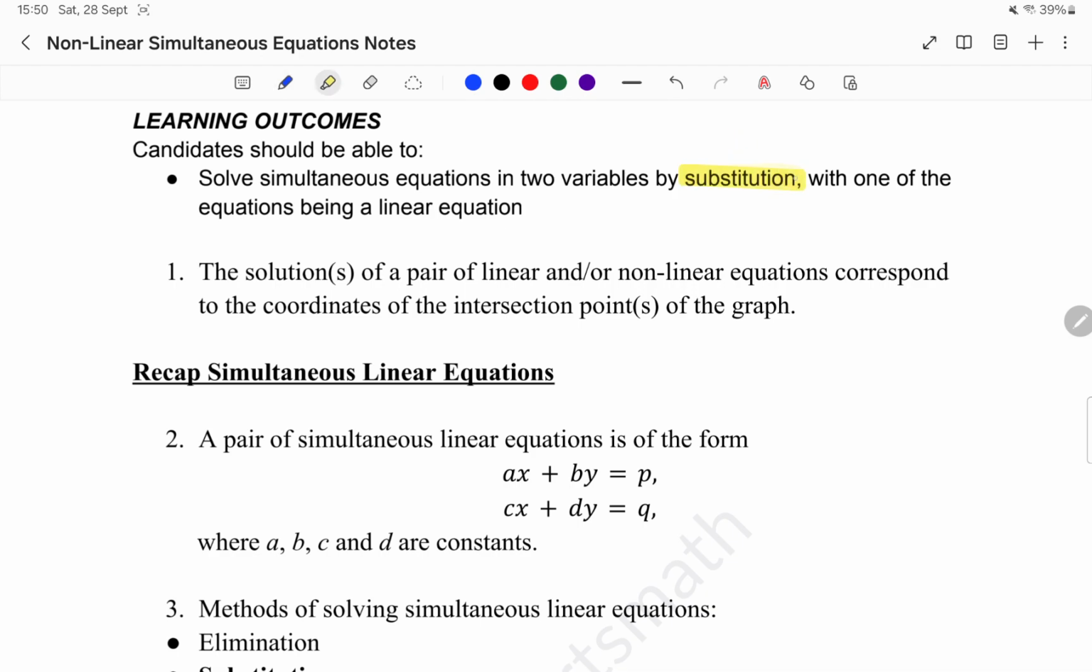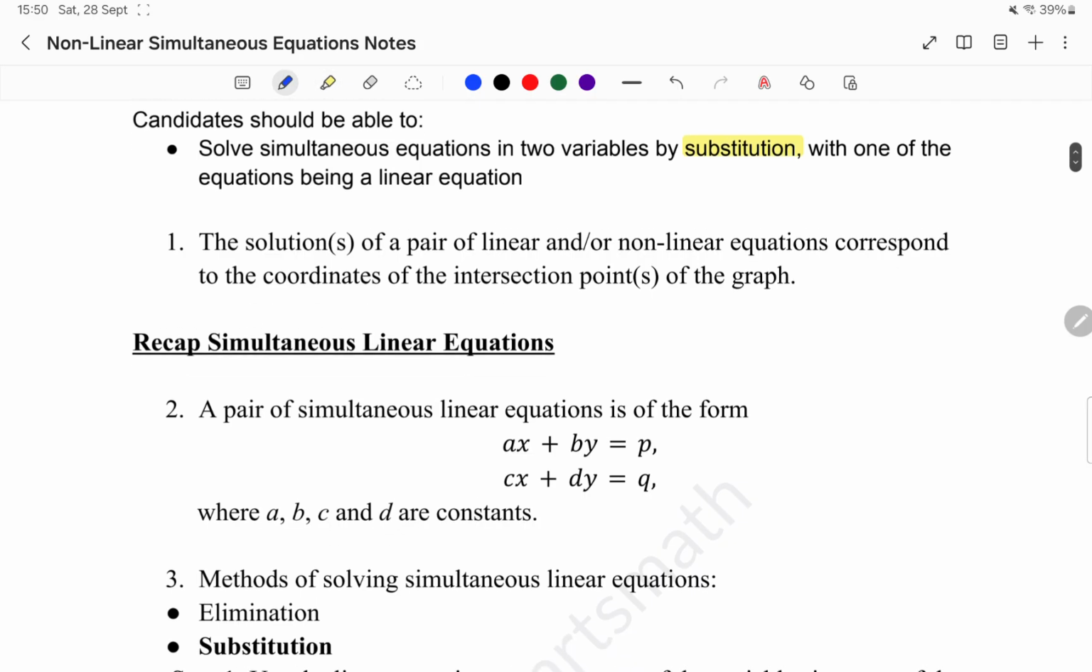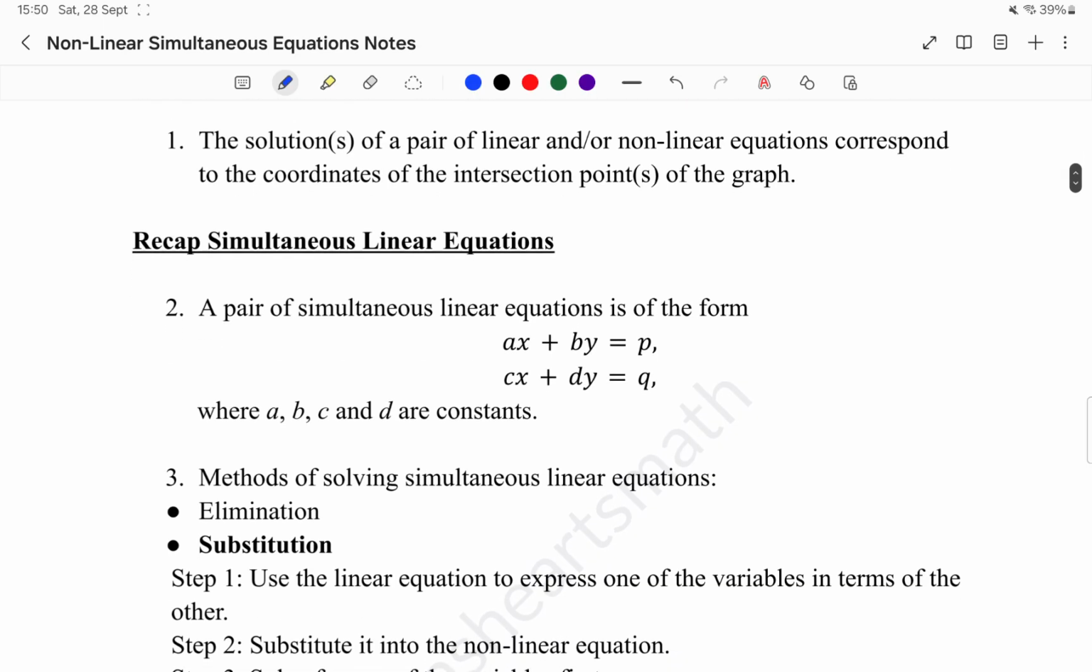You will have learned in E-Math, in Sec 2, that elimination is the ideal way of solving simultaneous equations. However, when you're looking at non-linear simultaneous equations, more often than not, we will be using the technique of substitution. Looking at this first point, this is a recap of what simultaneous equations are about. The solutions of a pair of linear and or non-linear equations correspond to the coordinates of intersection points of the graph.